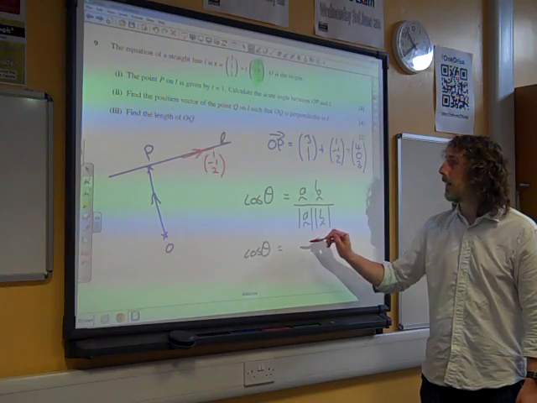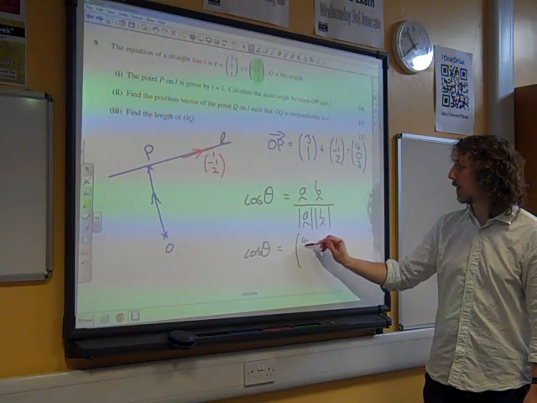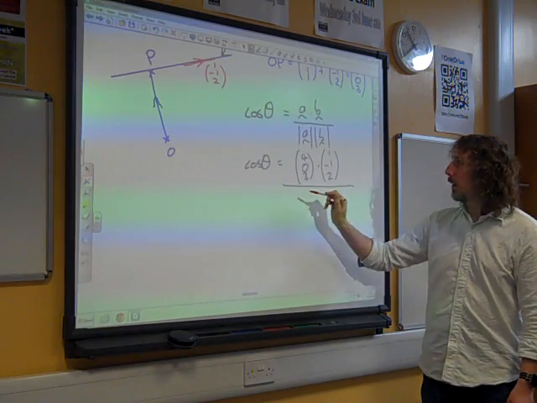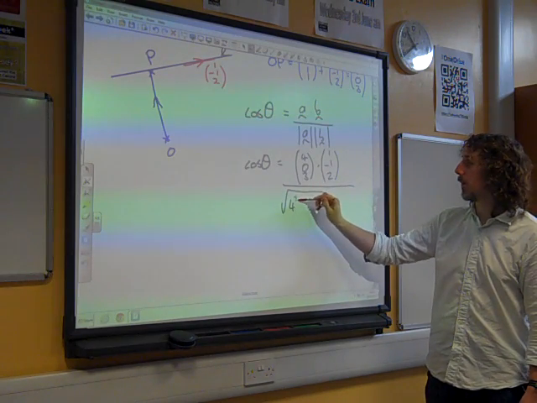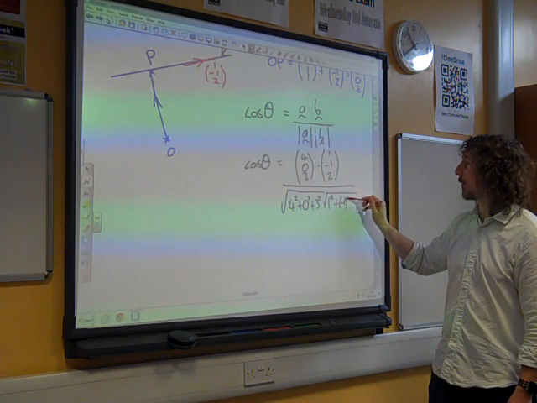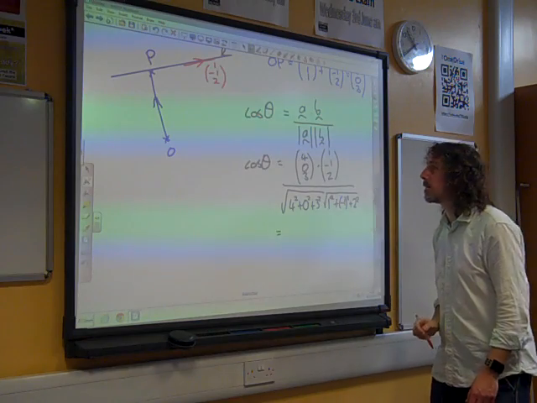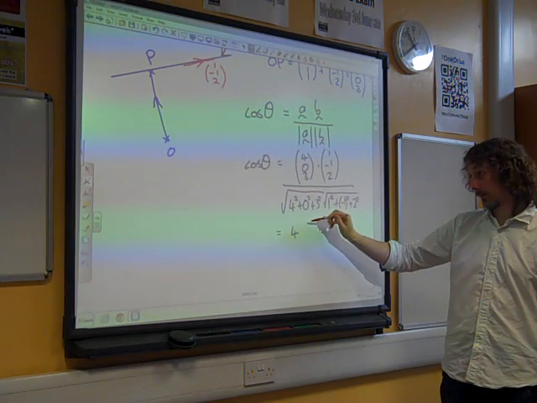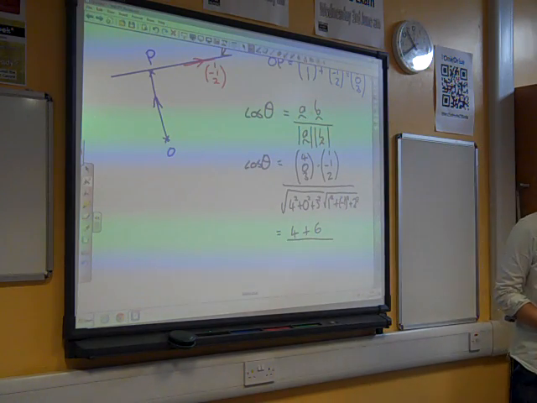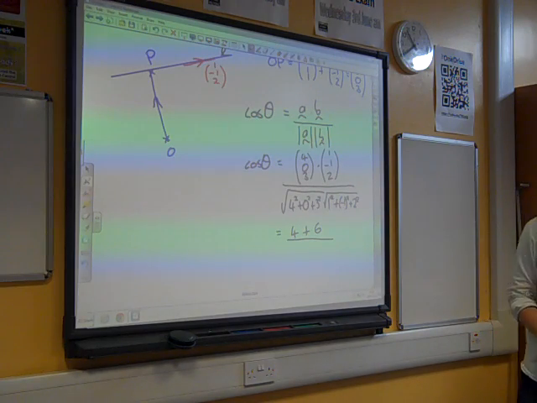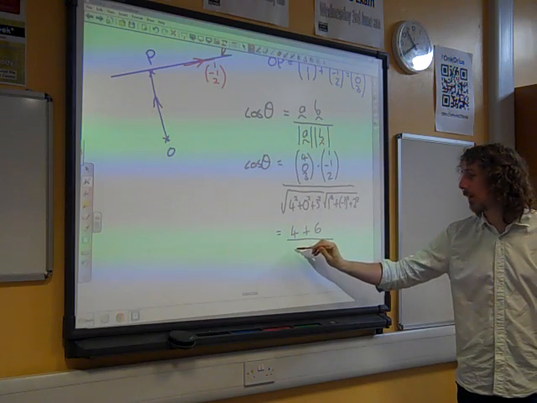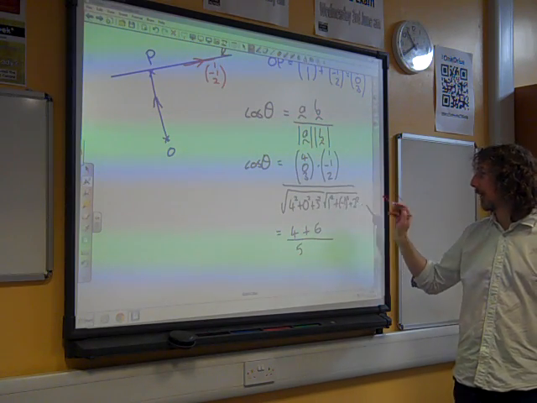Cos theta is (4, 0, 3) dotted with (1, -1, 2) over root of 4 squared plus 0 squared plus 3 squared, times root of 1 squared plus (-1) squared plus 2 squared, which is 4 plus 0 plus 6, divided by, now that's quite nice on the bottom, isn't it? Because 4 squared plus 3 squared, that's a Pythagorean triple, that's going to give us 25, so that's root 25, which is 5.